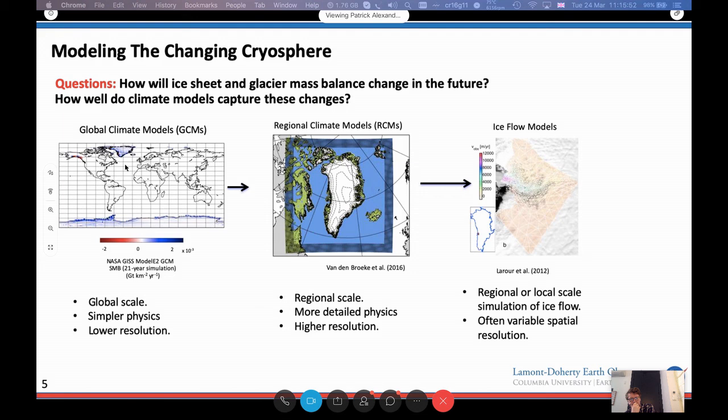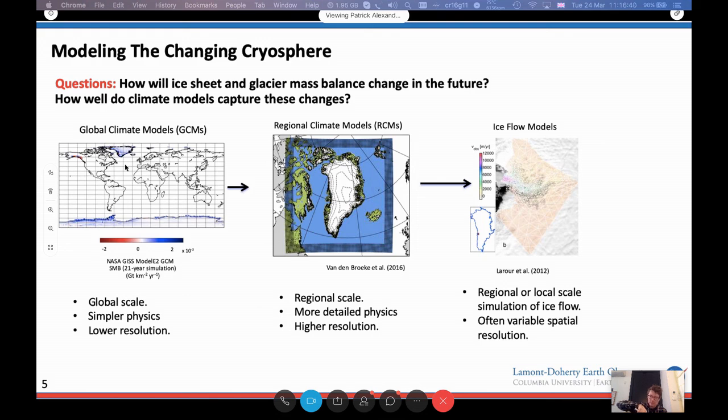So how do we predict the future of these changes in ice sheets and glaciers? So the way it's done now, basically we have climate projections from global climate models, and this is basically the response of the atmosphere and various feedbacks in the Earth system. But these global climate models have a pretty coarse resolution and relatively simpler physics because they have some computational limitations because they have to simulate the entire Earth.